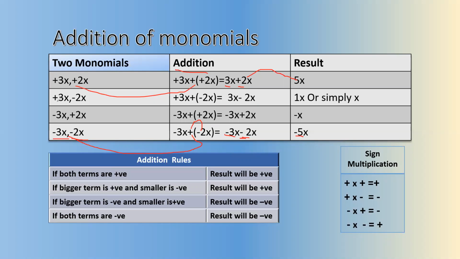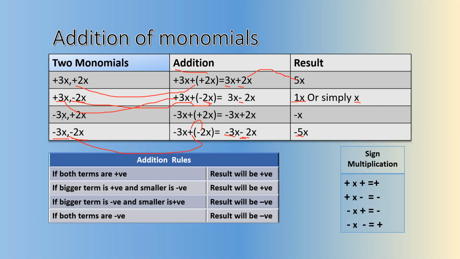In the same way, students, when two different signs are there, minus 3x plus 2x, what we have to do? Put the sign of plus here, then minus 2. Now plus minus, minus. 3 minus 2 is 1x, or simply we can say x.